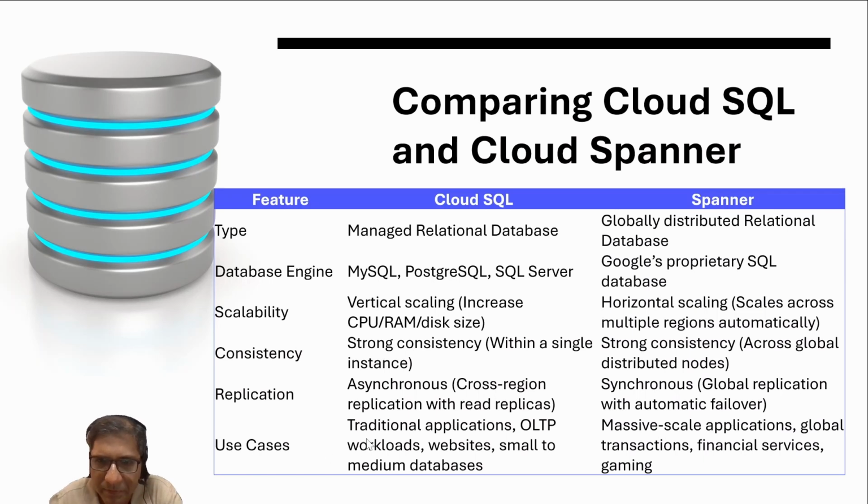Use case, traditional applications, OLTP workloads, websites, small and medium business databases can simply work with it. Spanner, massive scale application, global transaction, financial services, gaming. So the problem statement which you're trying to solve is also much bigger with it. Okay? This is just to bring in the difference between the two solutions.